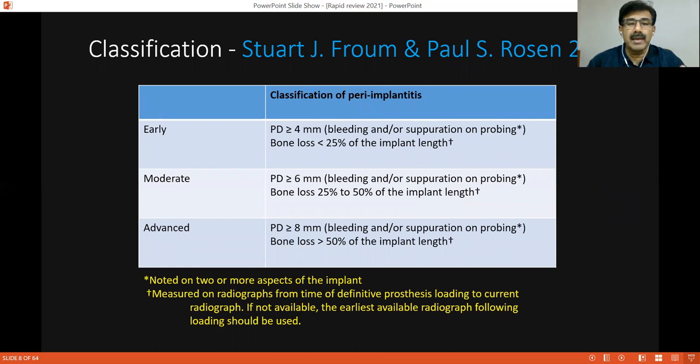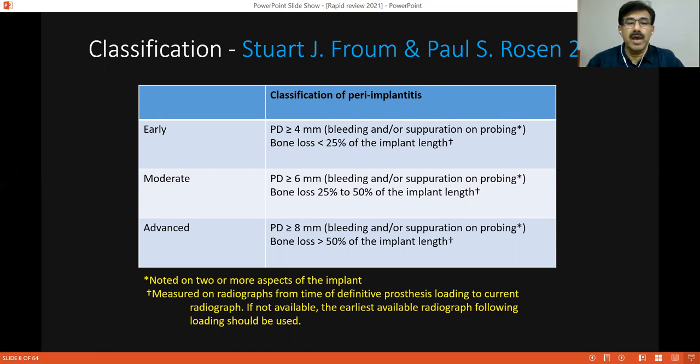Suppose you have an implant length of 10 millimeters. Then 2.5 mm of that implant has lost bone in the early stage. Now, when it is moderate, the probing depth increases to about 6 millimeters along with the same features, and the bone loss has gone from 25 to 50%.